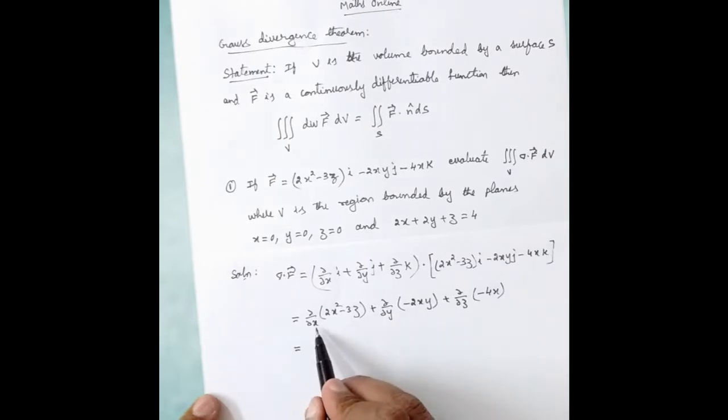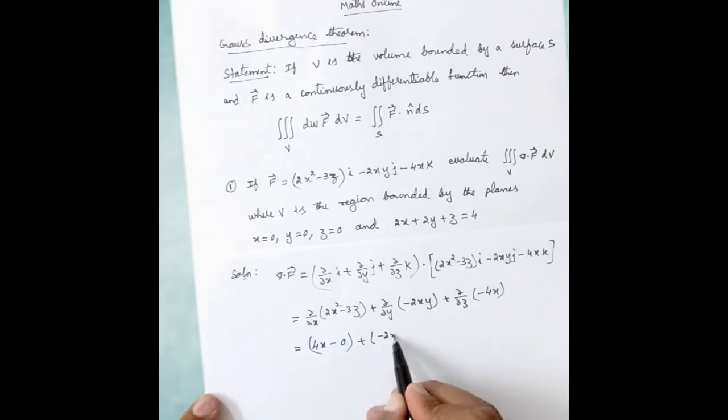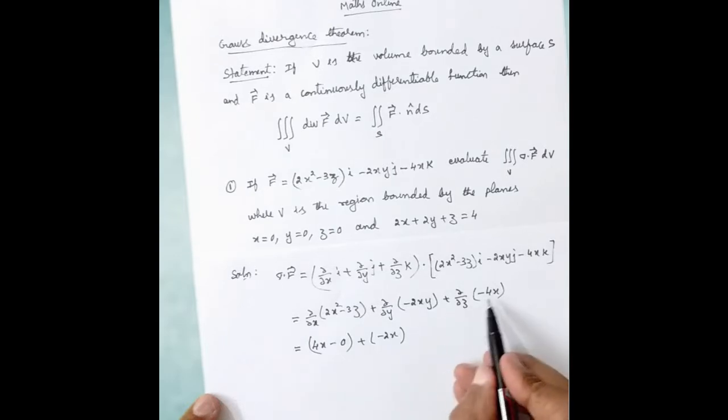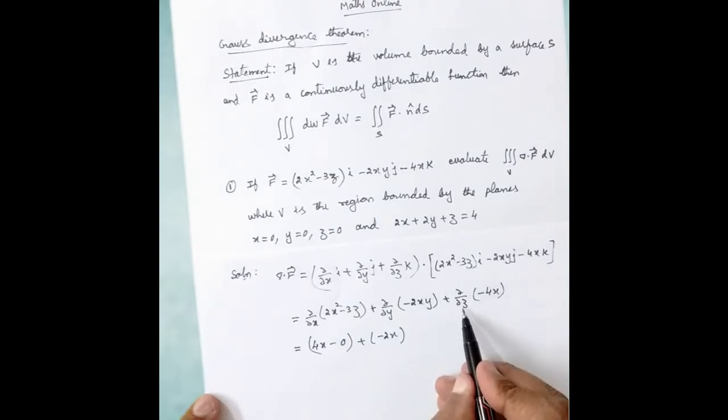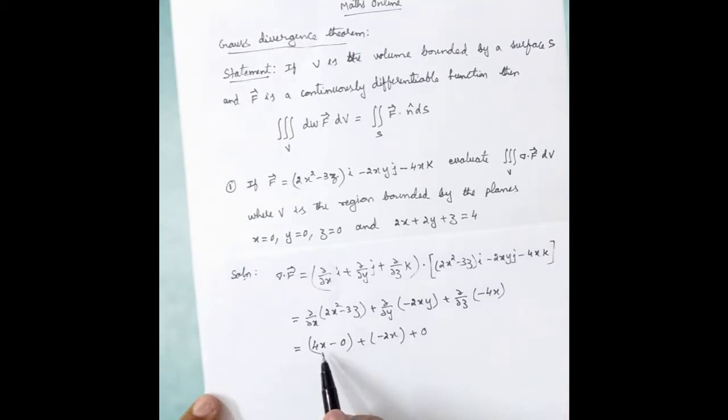Now if you differentiate with respect to x over here, you'll get 4x. Here 3z is a constant, its derivative will be 0. Here minus 2x is a constant, and the derivative of y with respect to y will be 1. Here minus 4x is a constant with respect to z, its derivative will be 0. So you have 4x and minus 2x. So 4x minus 2x will be 2x. So we got the divergence of vector F.